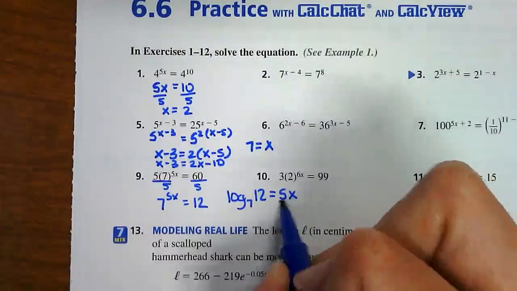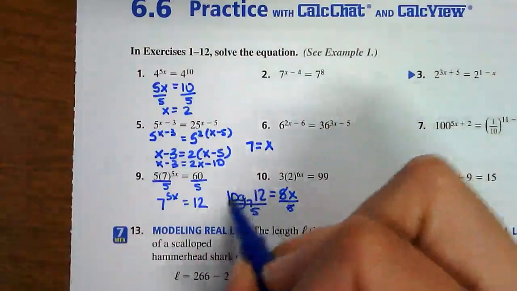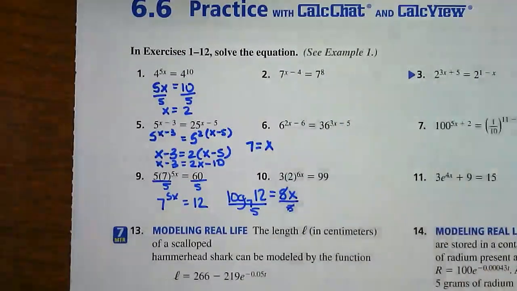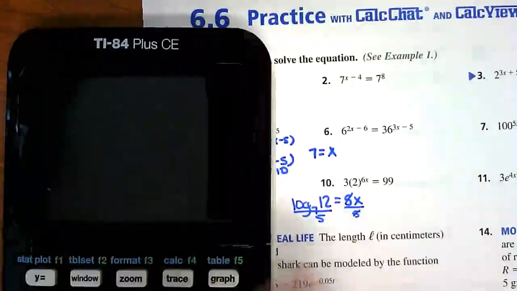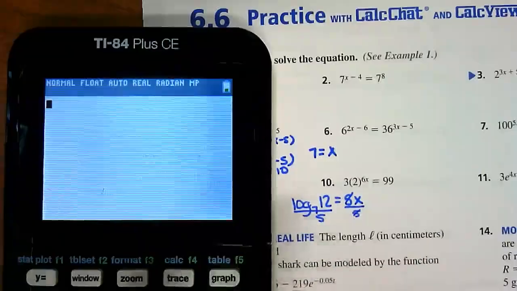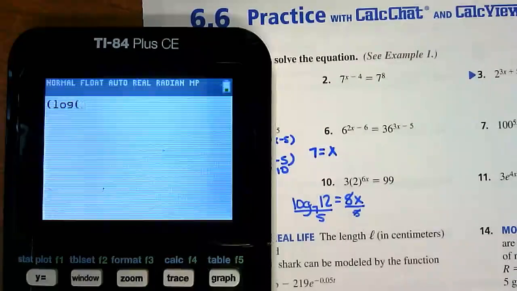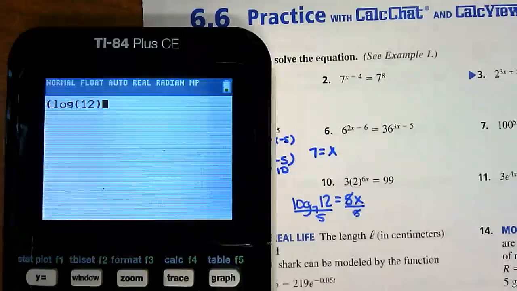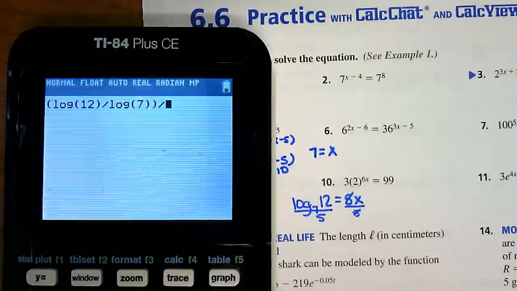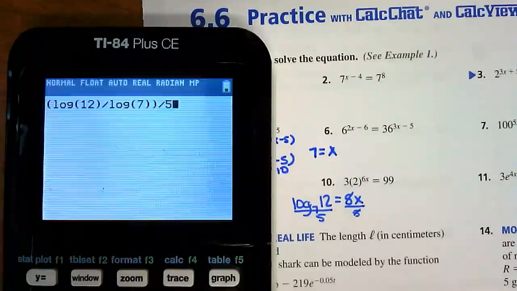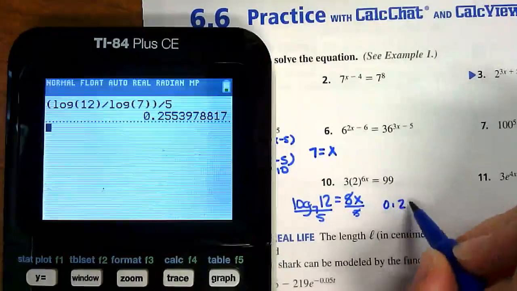To get x by itself, I would divide both sides by 5. These 5s cancel. This is what I'd have to put in my calculator. When I type that into my calculator, I can do the change of base formula. So I'm going to put the numerator in parentheses, log of 12 divided by log of 7, close the parentheses, and then divide my whole answer by 5. And I get 0.255.